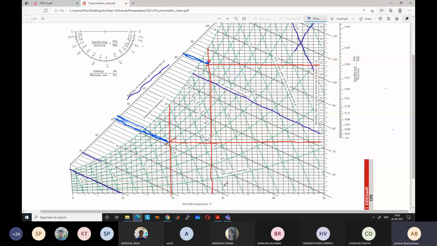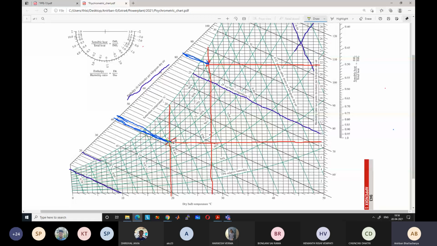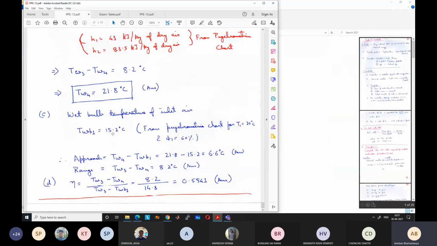So it is somewhere near 15. 20, 19, 18, 17, 16, 15. Somewhere near 15 is the wet bulb temperature at this point. You have to go with the dotted lines. This is, for example, 25 degree, and this is 10 degree. In this case, I have obtained it to be 15.2 degrees centigrade from the psychrometric chart, using a scale and interpolating. So approach becomes 21.8 minus 15.2, so 6.6 degrees centigrade.